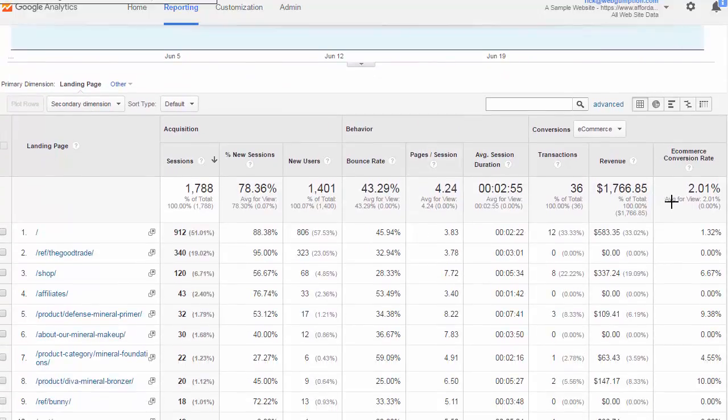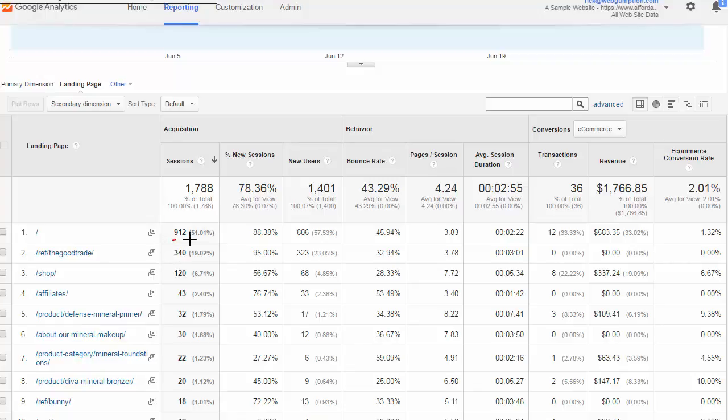In looking at the landing page report, down the left column we see landing pages ordered by the number of sessions. We can see that the home page is the top landing page, an affiliate landing page is another one, the shop page is a top landing page, some product pages down here, some category pages. So you see a variety of different pages on this report. And then we can see the number of sessions from each.